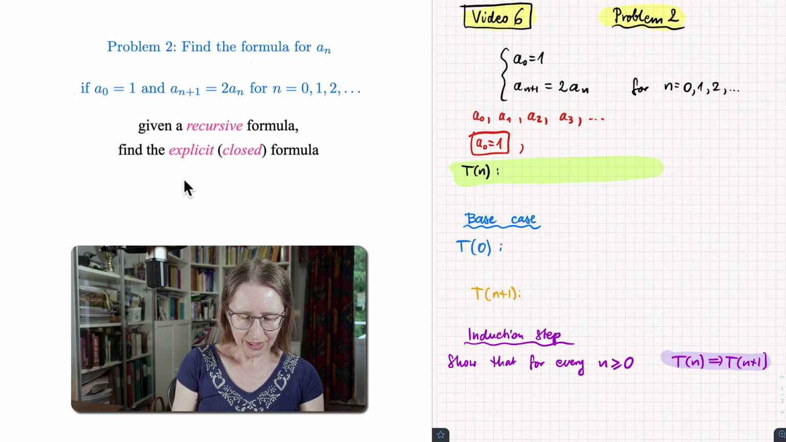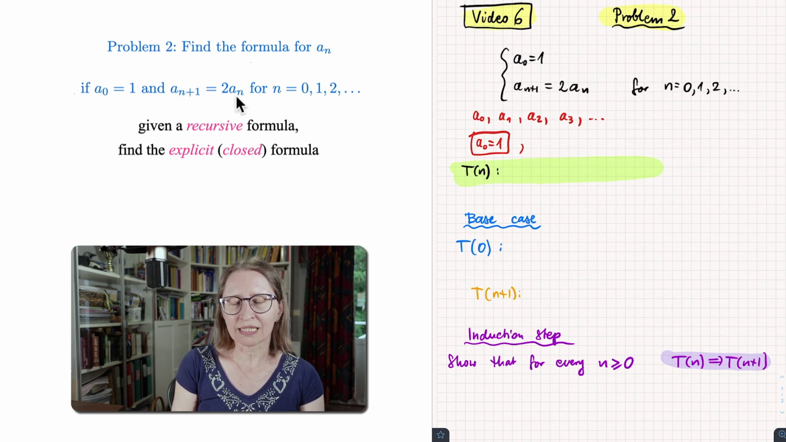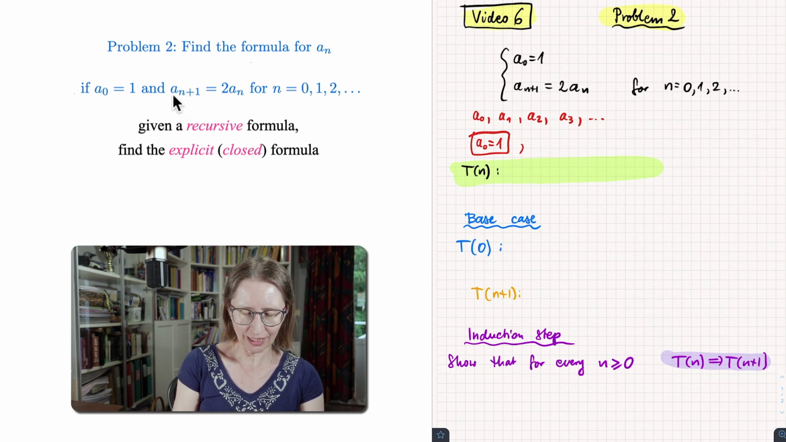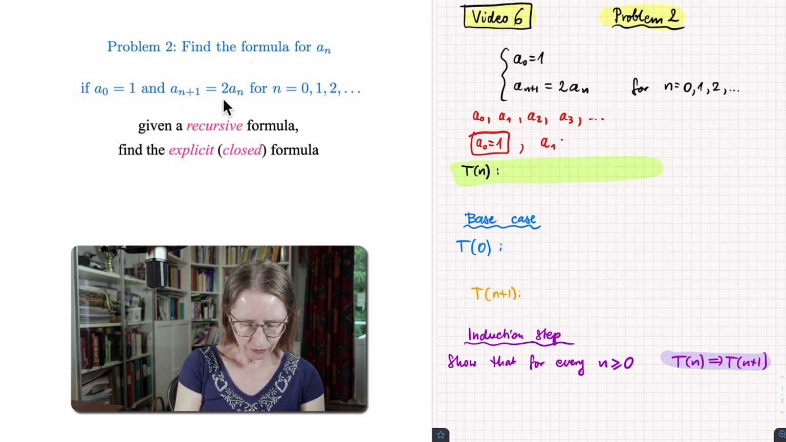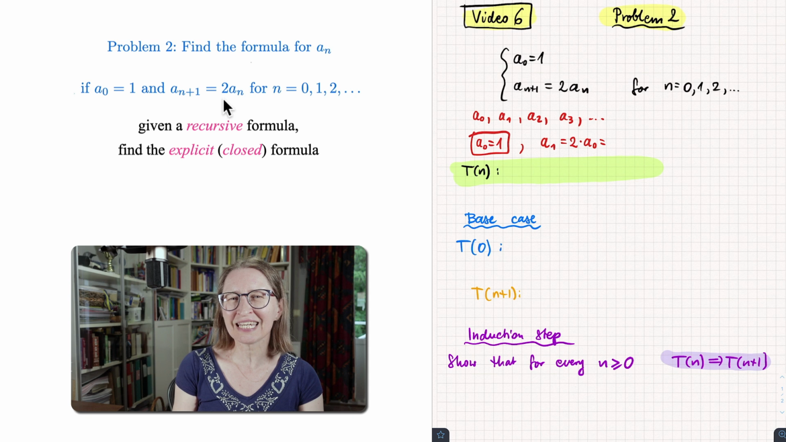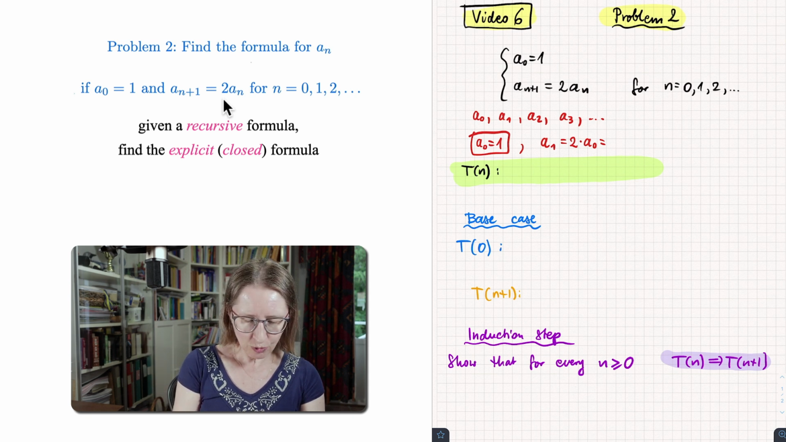Then, by this definition here, with n equal to 0, we will get the expression for a_1. You see this, right? If I now plug in n equal to 0, then I will get a_{0+1}, this is a_1, is equal to twice a_0. But a_0 is given, it is 1. So a_1 is equal to 2. Now I have already a_1.